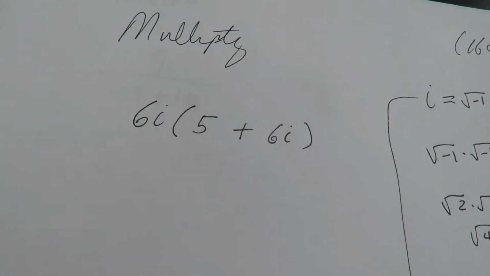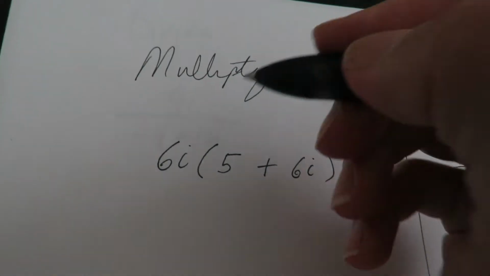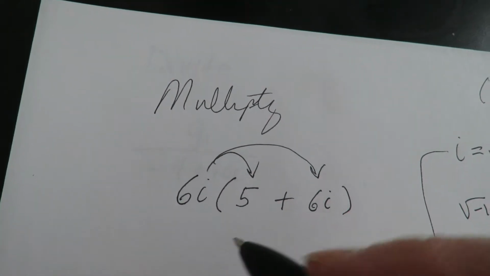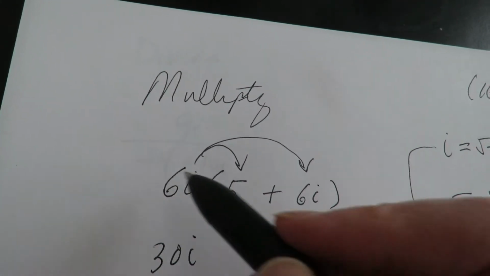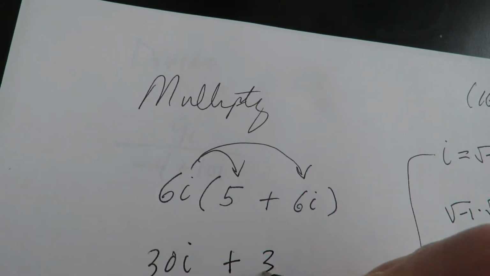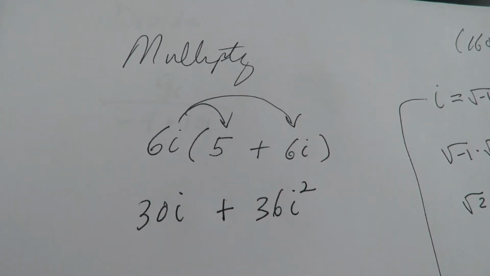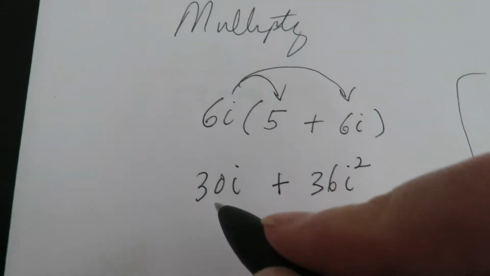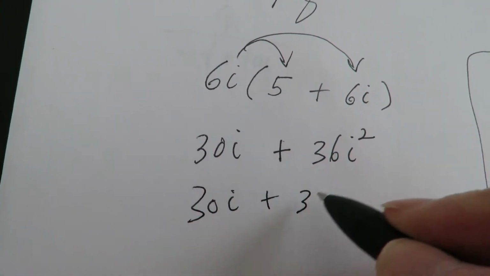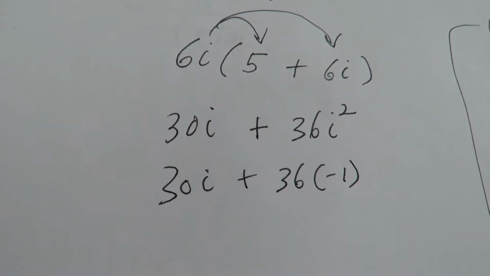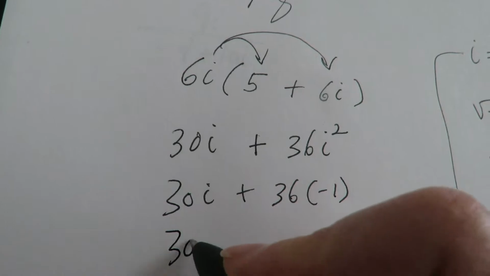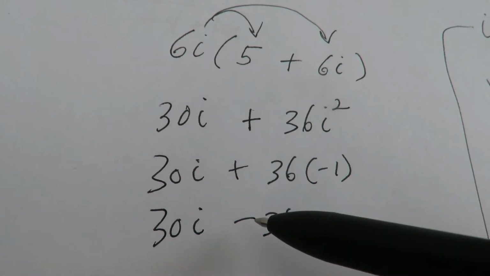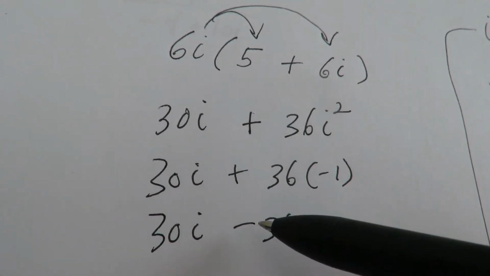Alright, so we're going to finish this up again. This is sort of a quickie section. So we're going to distribute the 6i to both terms here. So 6i times 5 is 30i. 6i times 6i is 36i squared. i squared, we just discussed, equals negative 1. So it's 30i plus 36 times negative 1. Negative 1 times 36 is negative 36. So whenever you see an i squared, it's going to reverse the sign.